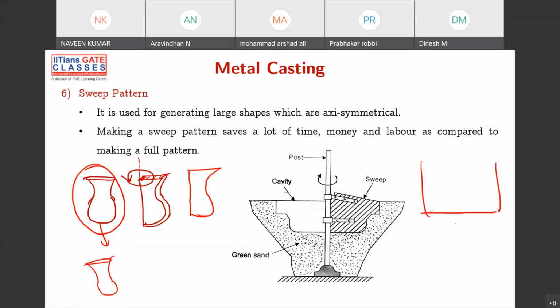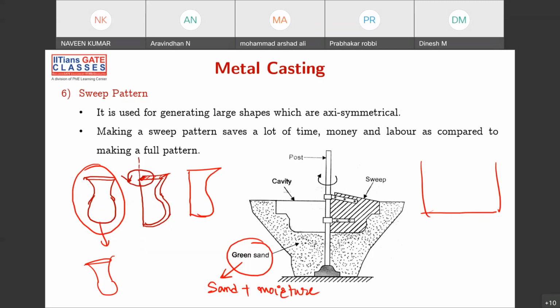Now what you do, you dig a pit. It's a very big pit. It's not in a molding box. We are not doing this in a molding box. We are doing this in a very big pit. Pit in the sense it's a big hole where you put the sand. And please do remember, green sand doesn't mean that sand is in green color. Green sand means sand plus some moisture, and that is why it's called green.